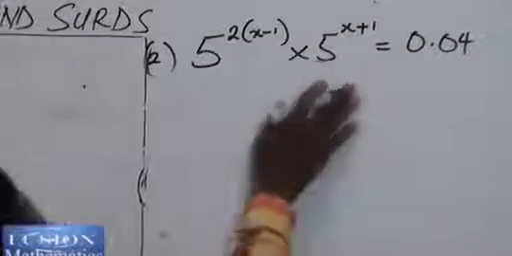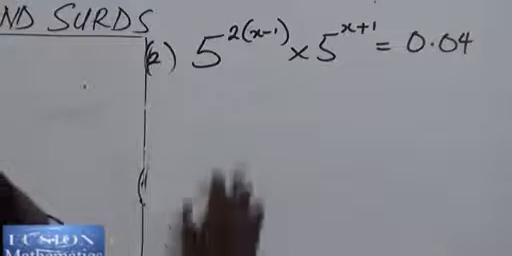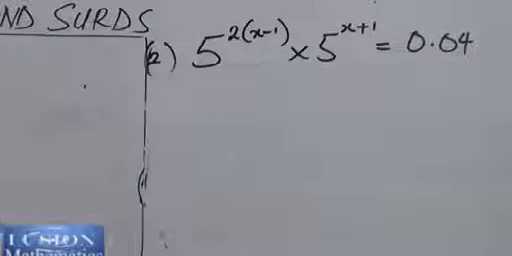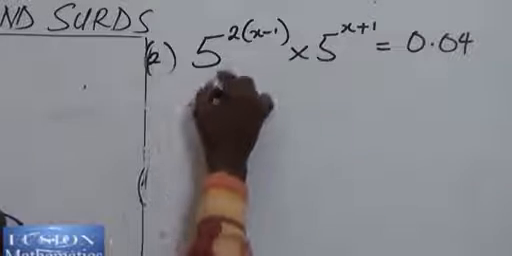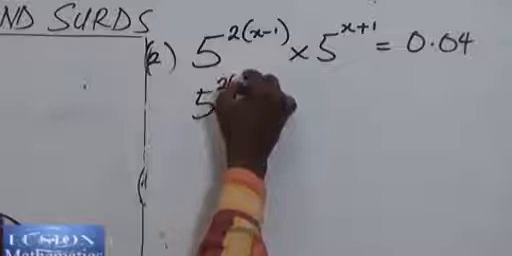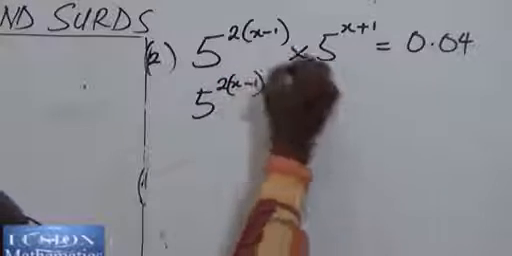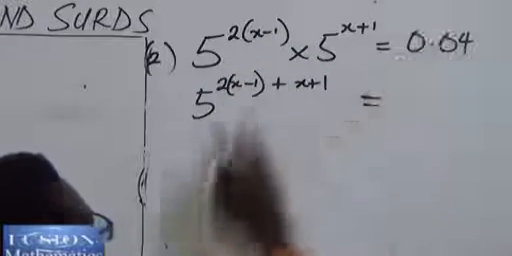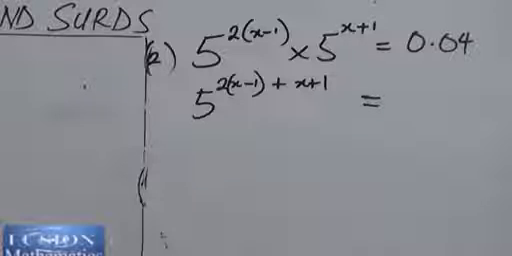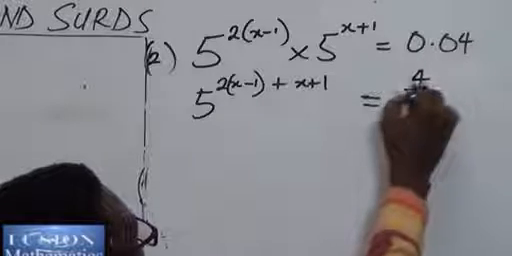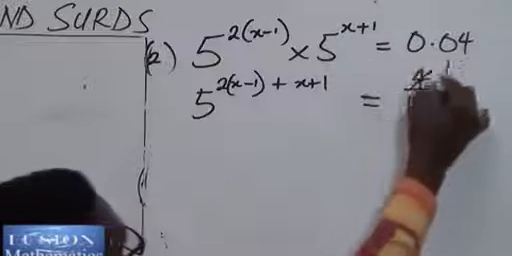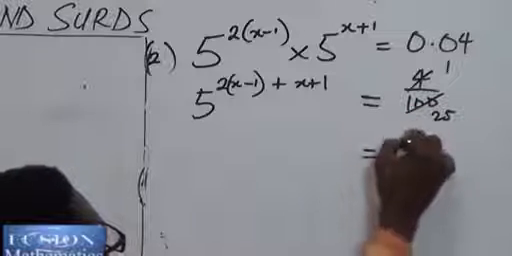Now, on this side of the equation, since it's an equation, we know that when we are multiplying two numbers with the same base, but different powers, we add the powers. So we have 5 raised to the power 2x then plus the power of the second one, x plus 1, equal to this 0.04 is the same thing as 4 all over 100. 4 will go here 1, 4 will go here 25. So we bring it down 1 over 25.